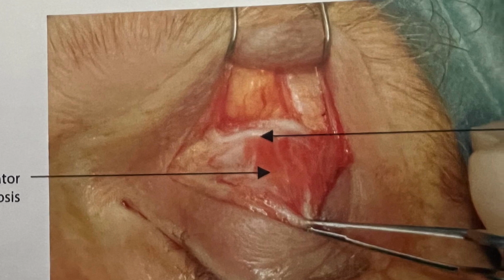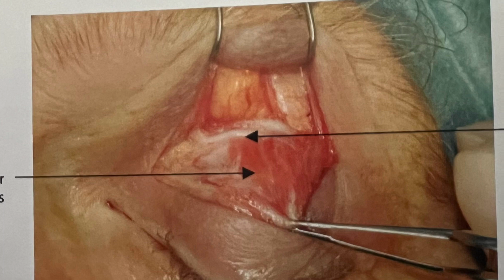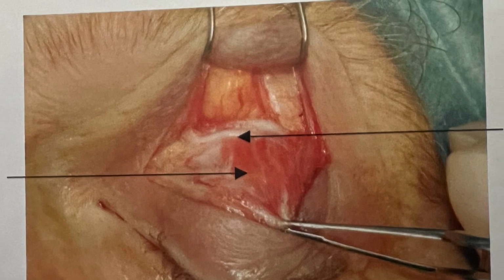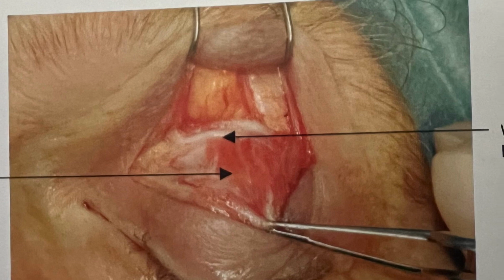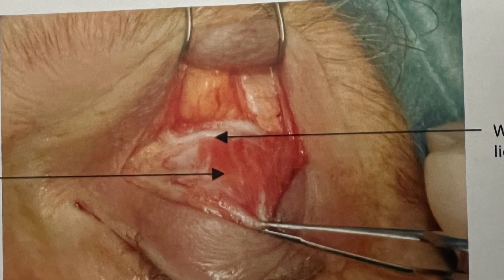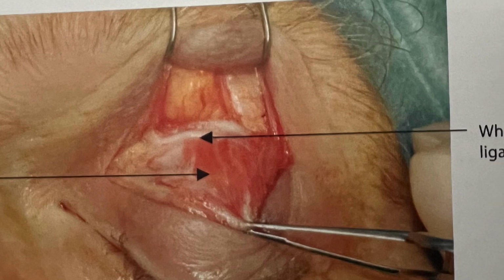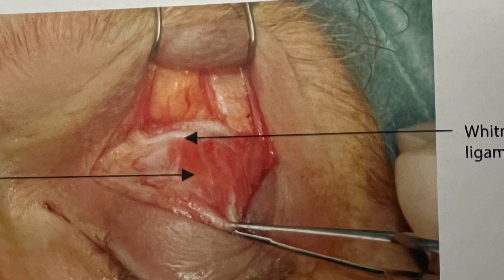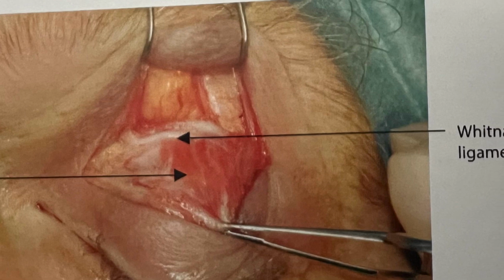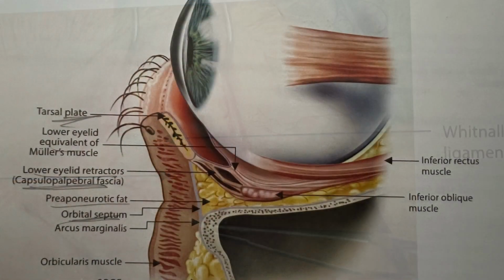Whitnall's ligament supports the levator muscle complex, acting as the fulcrum of the action of the levator muscle, and should not be disturbed during surgery. It is a variably developed structure that runs from the lacrimal gland to the region of the trochlea. So this Whitnall's ligament is important to support the levator muscle. So it should not be violated during blepharoplasty.